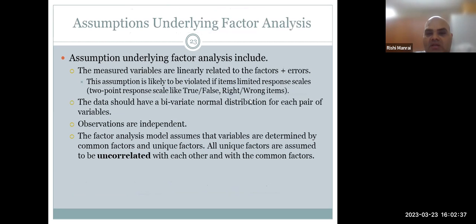Right, assumptions underlying the factor analysis. There are certain assumptions which we have to consider while we are doing the factor analysis. Of course, when we were studying sample adequacy, we were talking about the correlation matrix and the identity matrix. Those were underlying assumptions, but these are also to be considered. The assumptions underlying factor analysis include: number one, the measured variables are linearly related to the factors plus error.